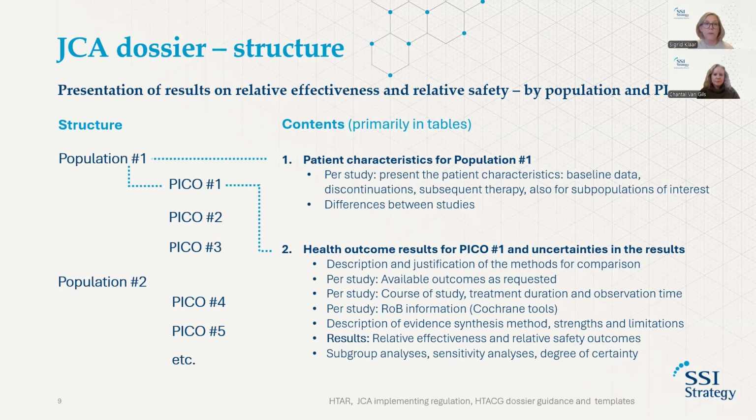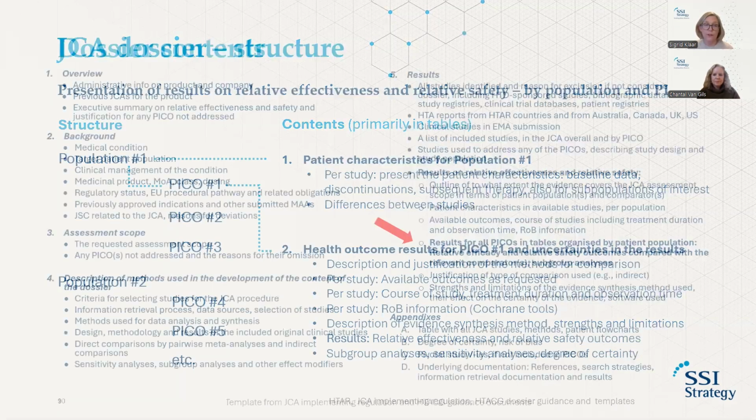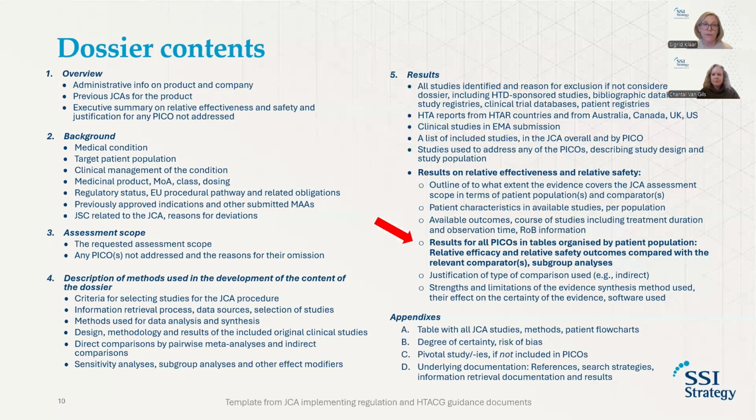Okay, so now next I will just give you a visual on the dossier contents. So these are the 5 different sections and the appendices that are required to be submitted, and all the things under these very shortened. And I will not go through this, but just want to draw your attention to the red arrow that points out where the PICO's results are actually reported. So that's the result. All the rest is this type of contextualizing information that is needed.